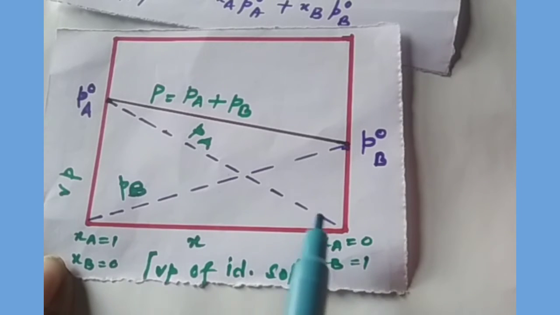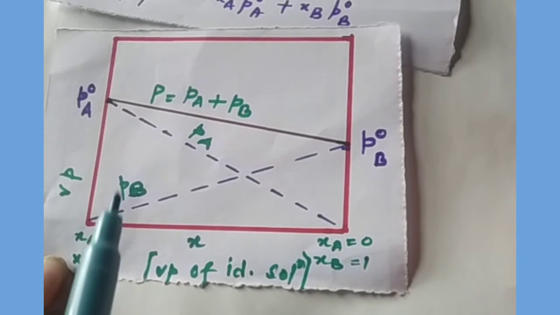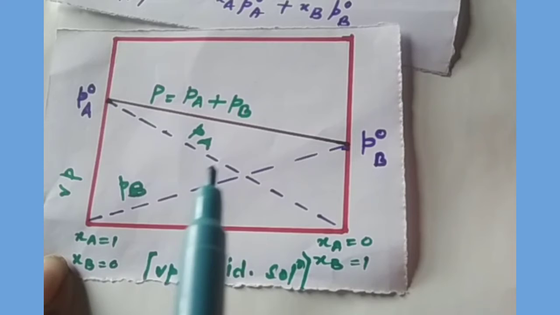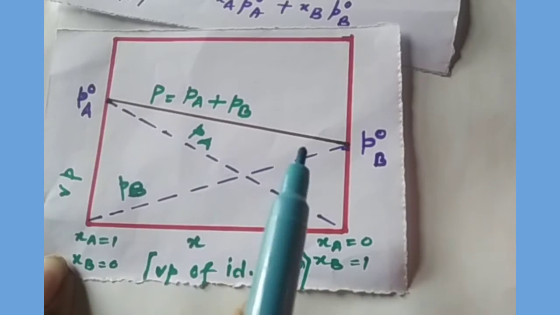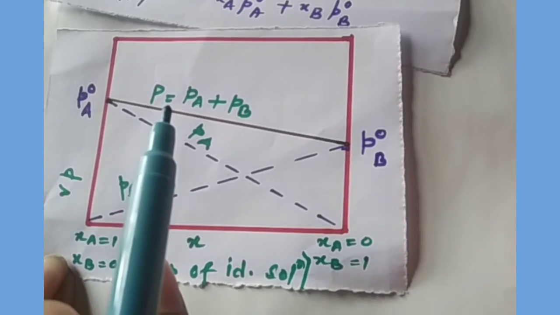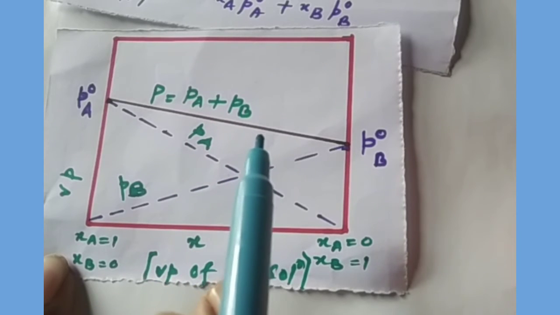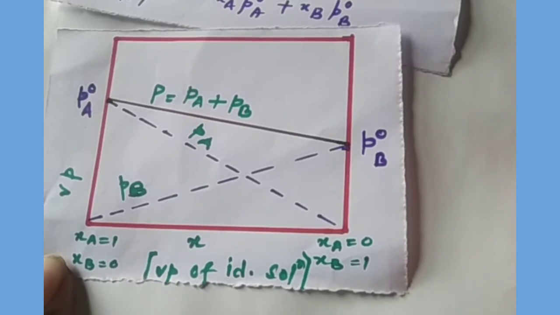So this is the diagram, because XA is increasing here, so that line indicates PA. And here XB in this case is increasing in this way, from left to right, so that line indicates PB. If we join these, we get the total pressure, which is nothing but the partial pressure of A plus the partial pressure of B, right? So this is the vapor pressure of an ideal solution.